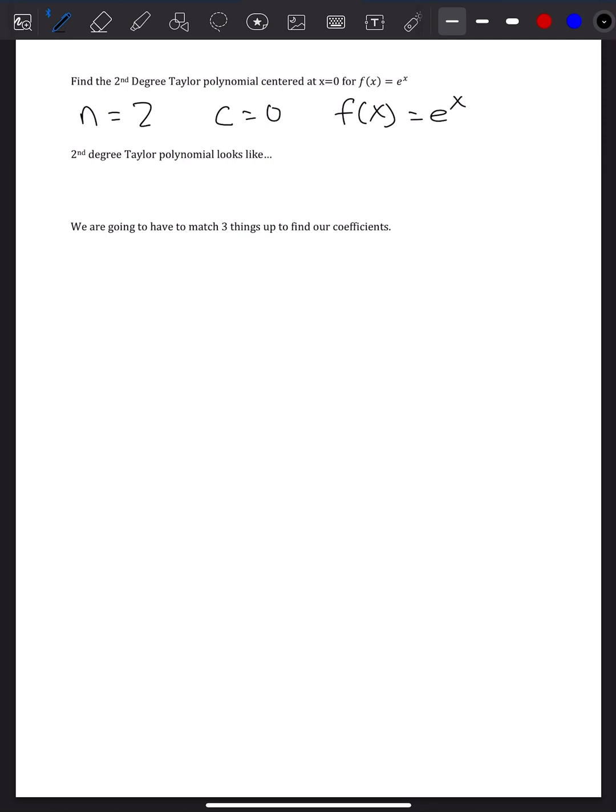A second degree Taylor polynomial will look like p sub 2 of x equals a sub 0 plus a sub 1 times x plus a sub 2 times x squared. Now what we need to do is figure out what these coefficients are: a sub 0, a sub 1, and a sub 2. We're going to do that by matching some things up. If I plug in 0 for x of our function, that has to equal the exact same thing as our 0 for our polynomial.